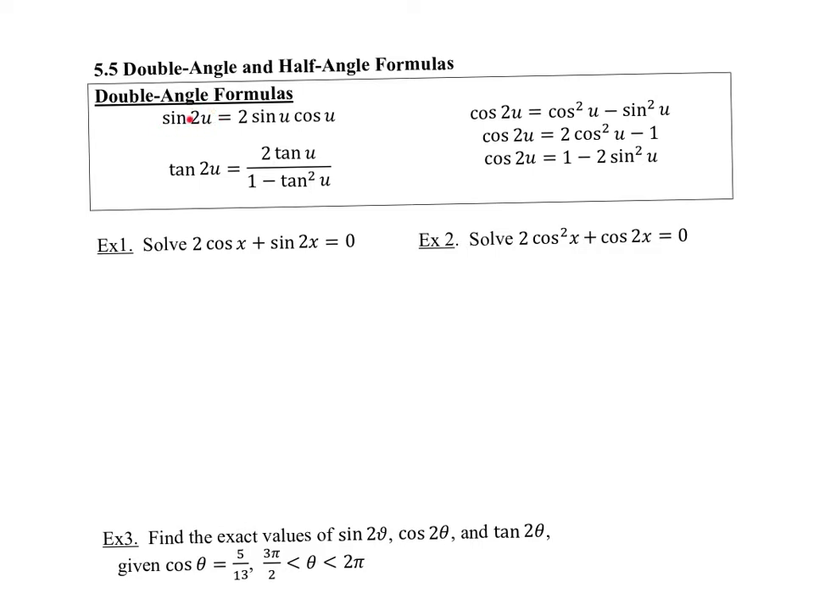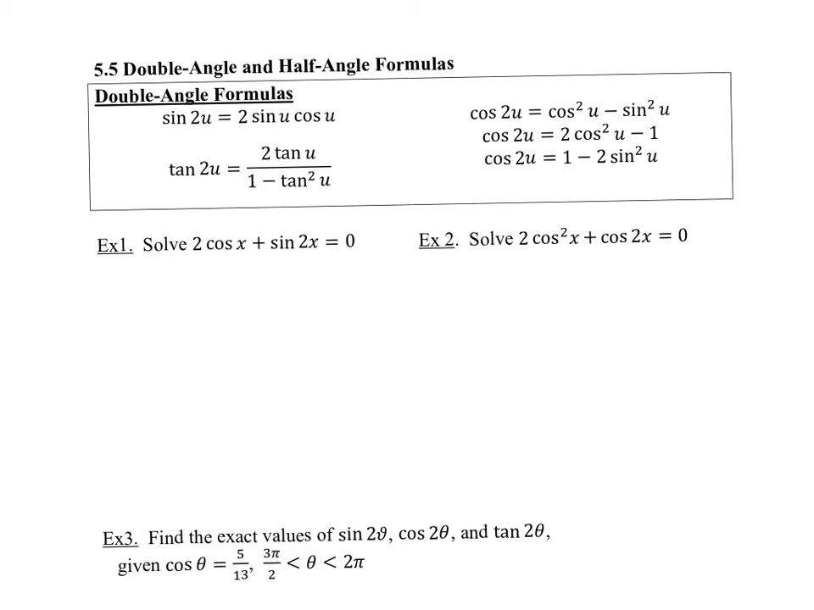So for example, the sine of 2u is the same as the sine of u plus u. And if you recall the formula from last section, that would make it sine u cosine u plus cosine u sine u, which makes it 2 sine u cosine u. Okay, for cosine, the formula for the cosine of u plus u is cosine u times cosine u minus sine u times sine u, which is where they come up with cosine squared u minus sine squared u. These other two forms of it are the same, but they're using the Pythagorean identities to rearrange it, so it's in terms of cosine or sine.